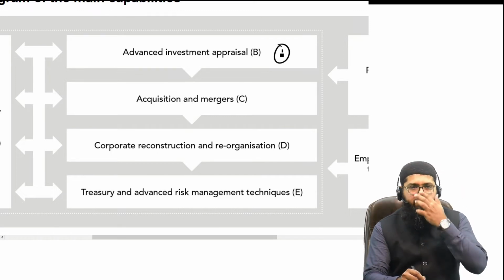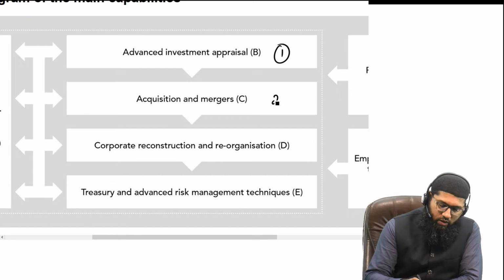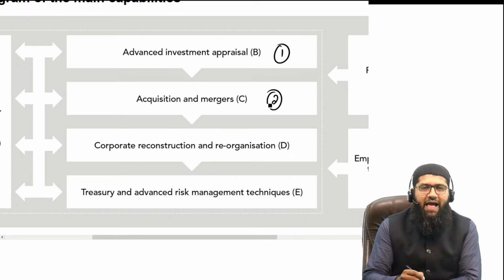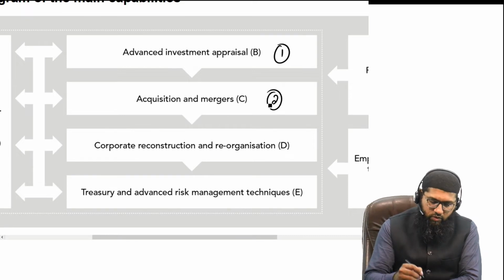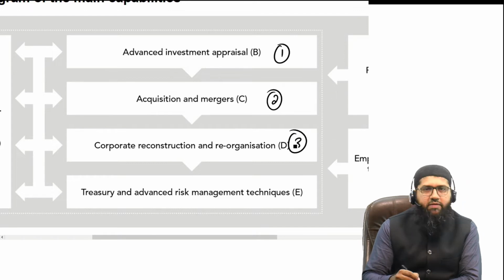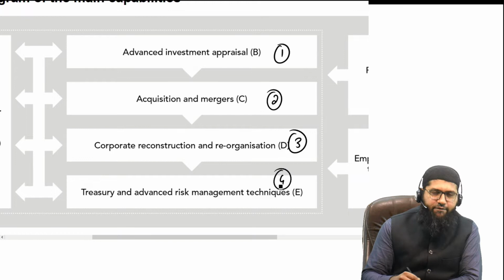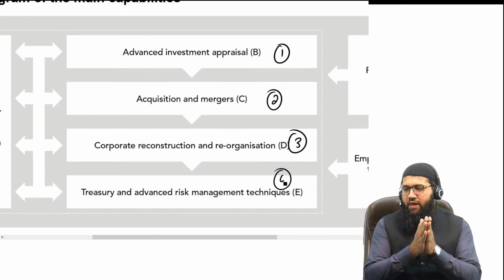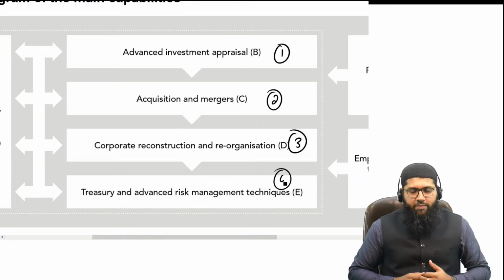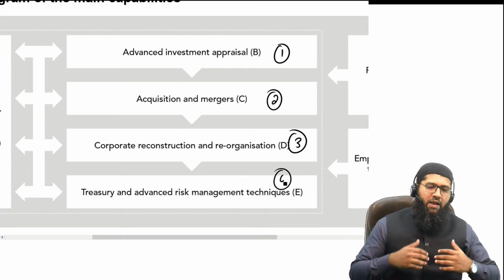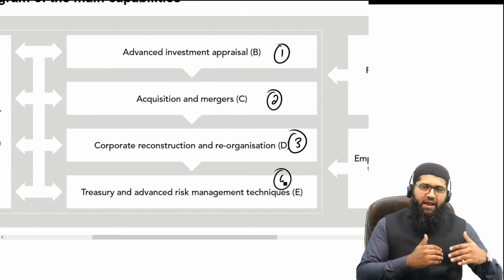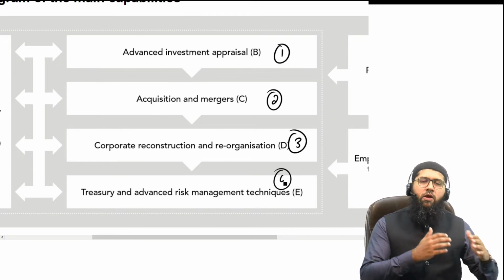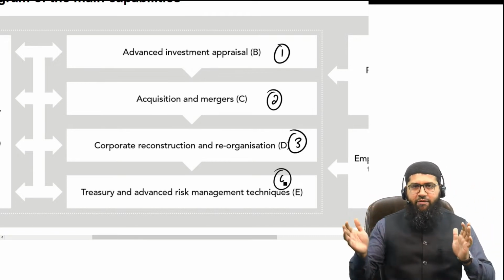One of them is advanced investment appraisal. The other is acquisitions and mergers. The third is corporate restructuring and reorganization. And the fourth is treasury and advanced risk management techniques. So these are the four core areas of the syllabus. Let me guide you about each one of these, and then I'm going to explain the relationship of the SBL and the FM with this paper.